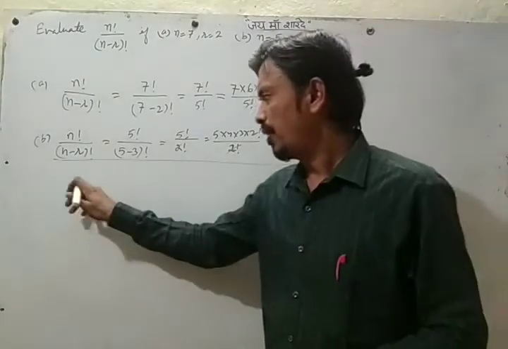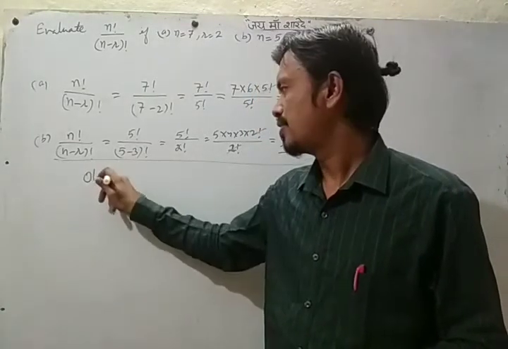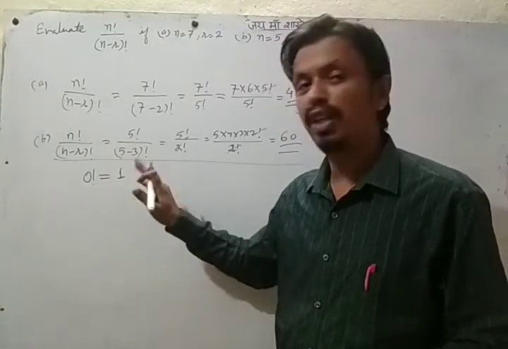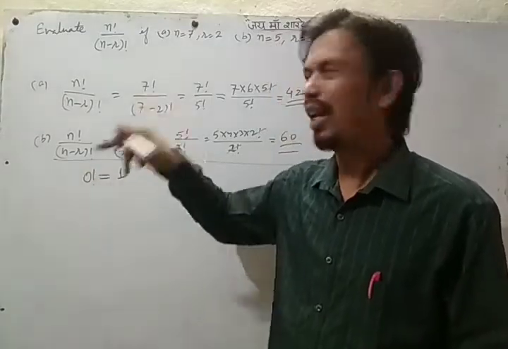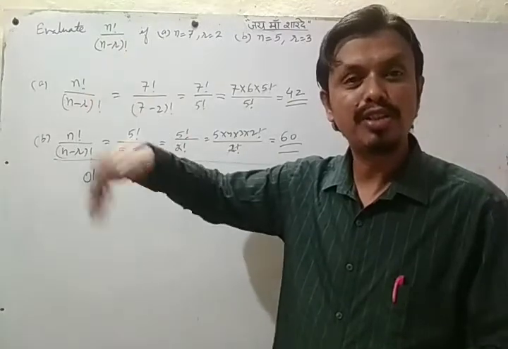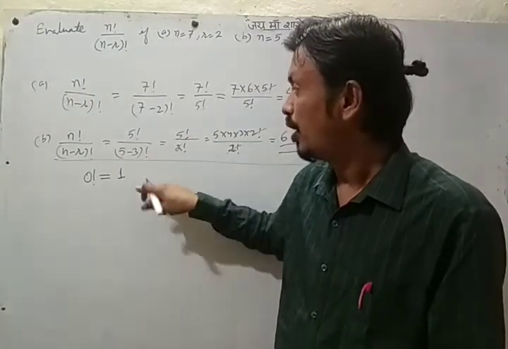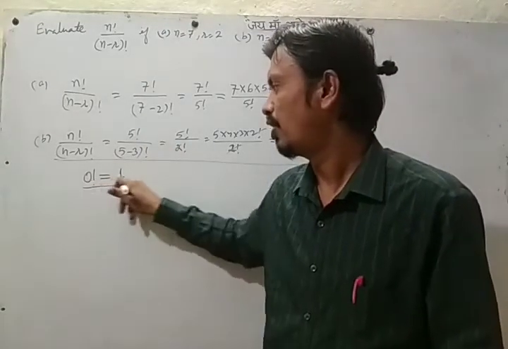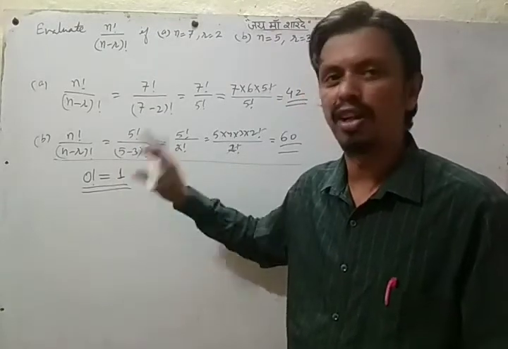Okay, one important thing, factorial 0 is 1. Why factorial 0 is 1, we will see later on. For 0 factorial we cannot apply the definition of factorial, the product of the first 0 natural numbers. So the definition of factorial is not for factorial 0, its value is 1. We will see later on why it is 1.